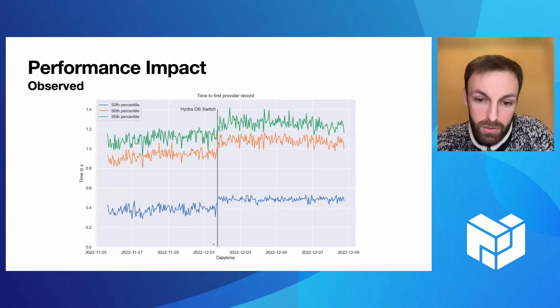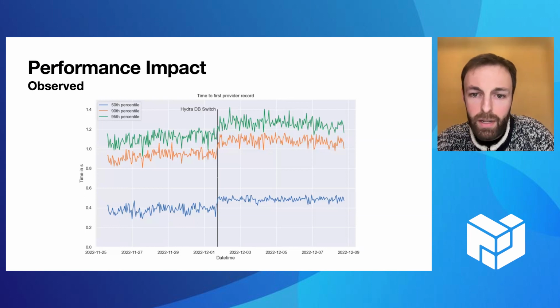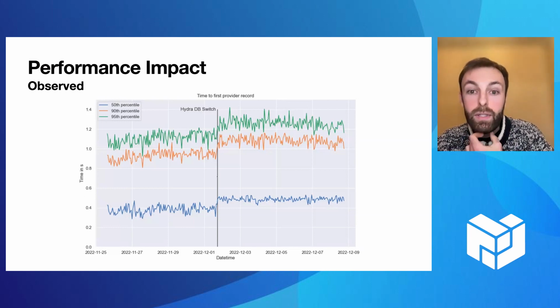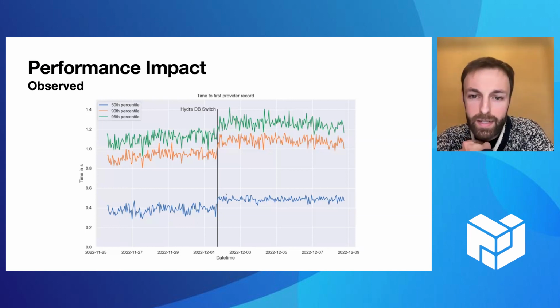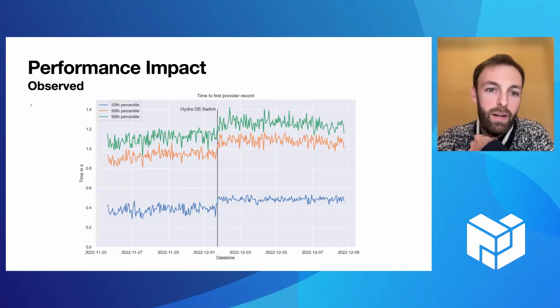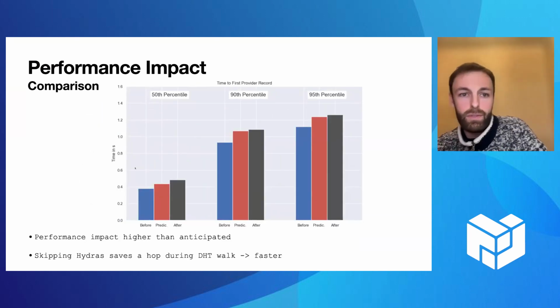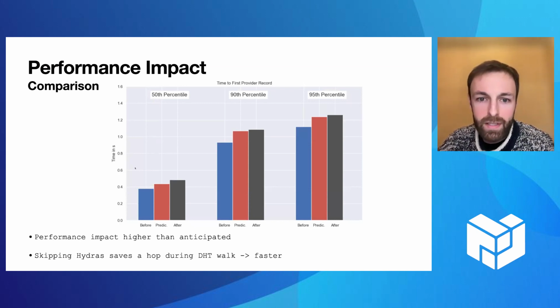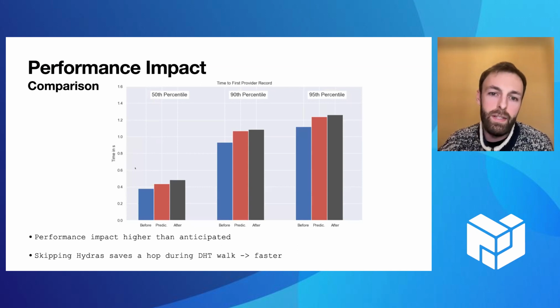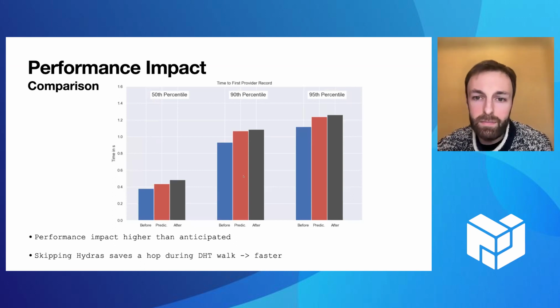As you can also see, starting from the 1st of December, I think it's 5:30 PM UTC, we did the Hydra DB switch, as I called it here. And we can clearly see a step, a performance degradation happening here. But how large is that? So we compared our prediction with what we've actually observed afterwards. This is the additional black bar that you can see here. We underestimated the performance hit a little bit, not significantly.